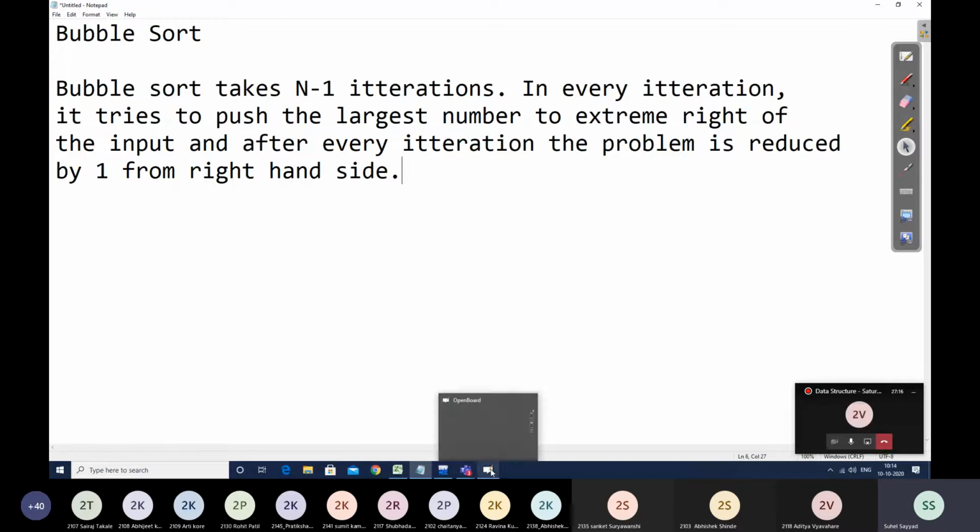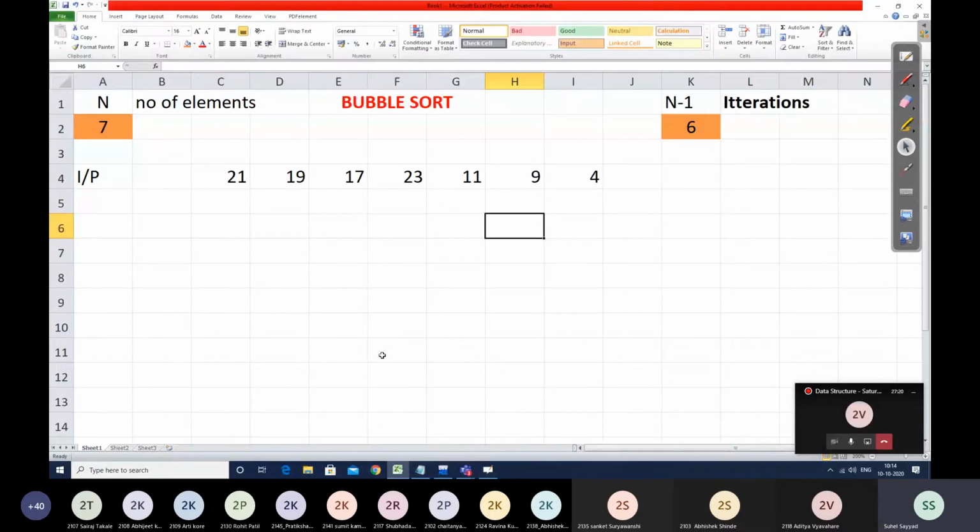Now, our task is to actually accomplish this statement. So I'll tell you how it actually happens. Suppose our first iteration starts. In order to push the largest number to the extreme right, we have to apply some logic, right? So how will we apply that logic? See how we do it. First, I compare the first 2 numbers. I have to start from somewhere, right? So I'm starting from my first 2 numbers.